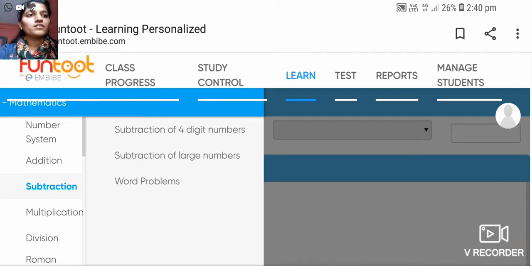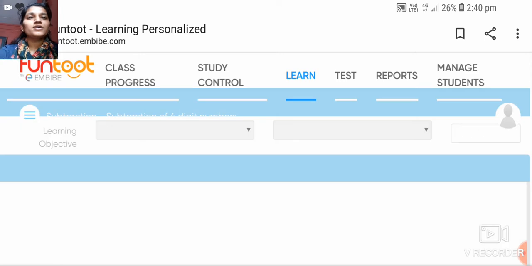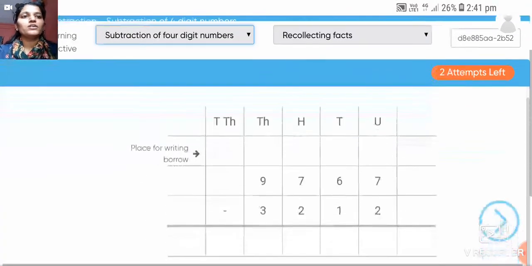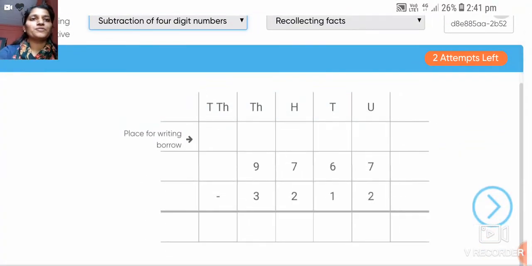Okay, so now here on the screen we can see, first of all we are going to log in to the Fun2 tab. You know how to log in to the Fun2 tab. Now we are going to click on subtraction of 4-digit number, right? Let's see the learning objectives first of all. So subtraction of 4-digit number we are going to solve now. Today we are going to solve the subtraction here, and the rest of the subtraction sums you can solve on your own using the Fun2 tab.